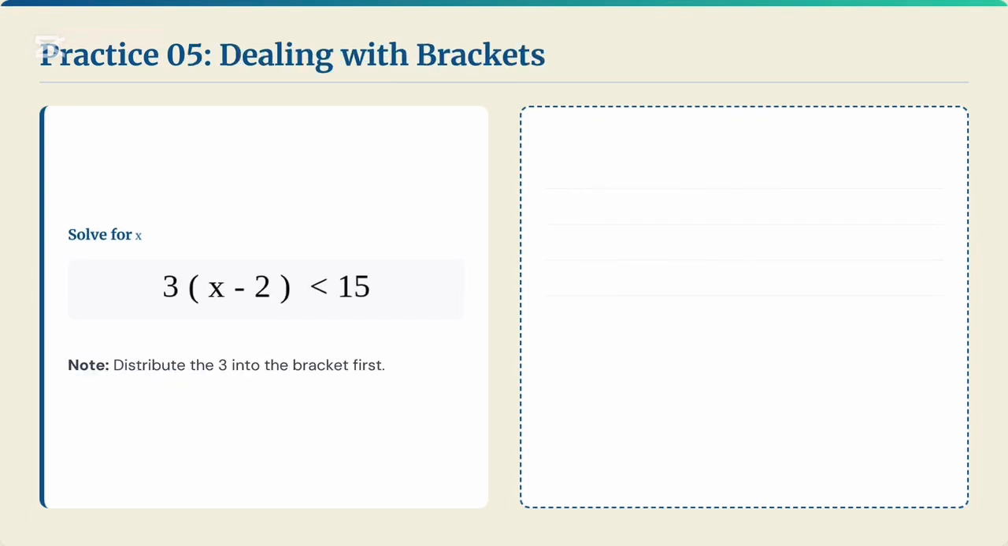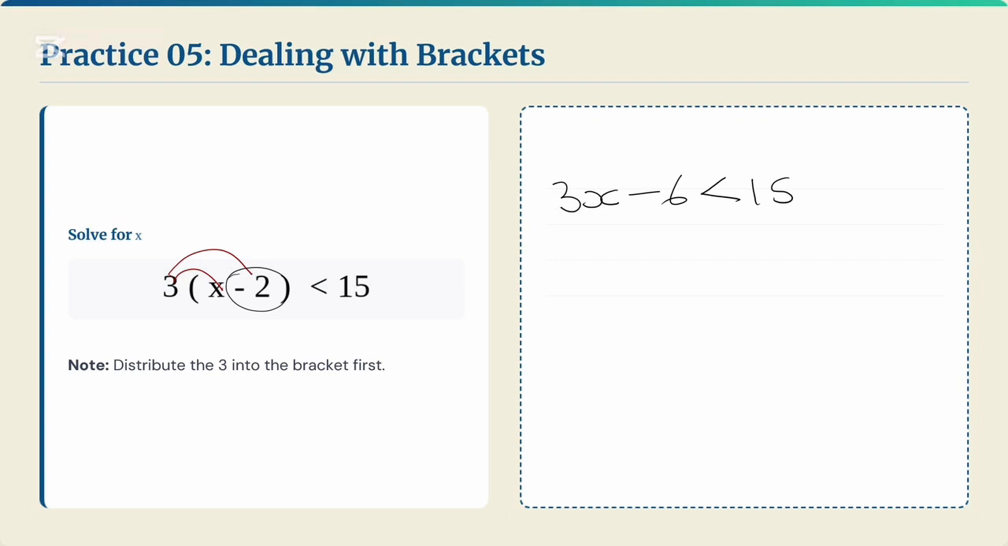For this example, we're going to be dealing with a bracket. So nothing major. We're going to distribute our 3 inside of the bracket. We're going to have 3x, 3 multiplied by x is 3x, and 3 multiplied by negative 2. Remember, we're taking the negative 2 sign with it. 3 multiplied by negative 2 is negative 6, is less than 15. Does that not look much easier to do?